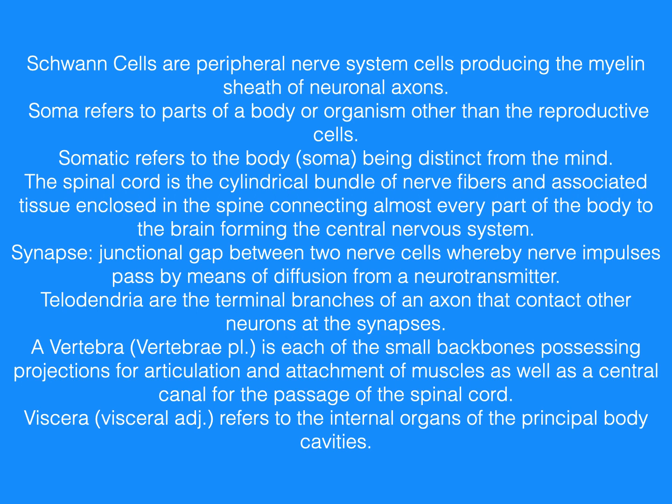Synapse, junctional gap between two nerve cells whereby nerve impulses pass by means of diffusion from a neurotransmitter. Telodendria are the terminal branches of an axon that contact other neurons at the synapses. A vertebra is each of the small backbones possessing projections for articulation and detachment of muscles, as well as a central canal for the passage of the spinal cord. Viscera refers to the internal organs of the principal body cavities.